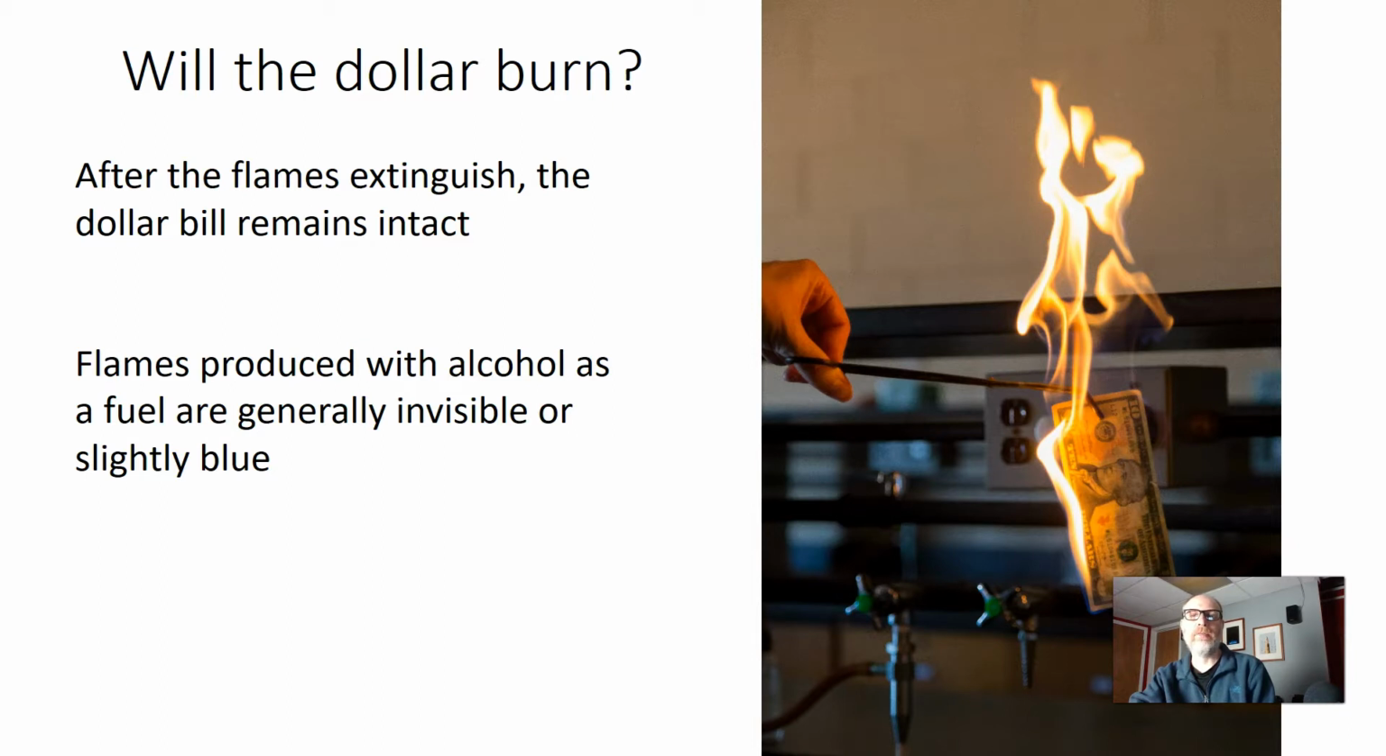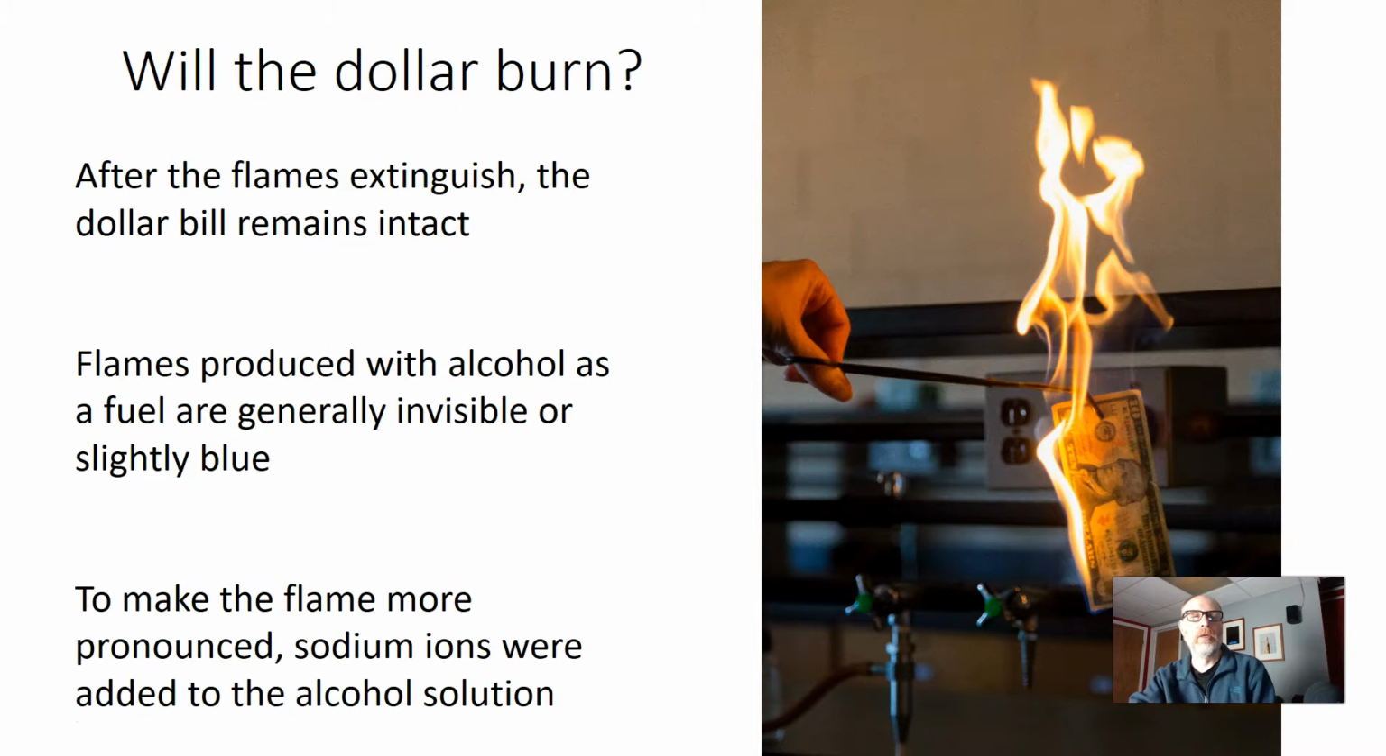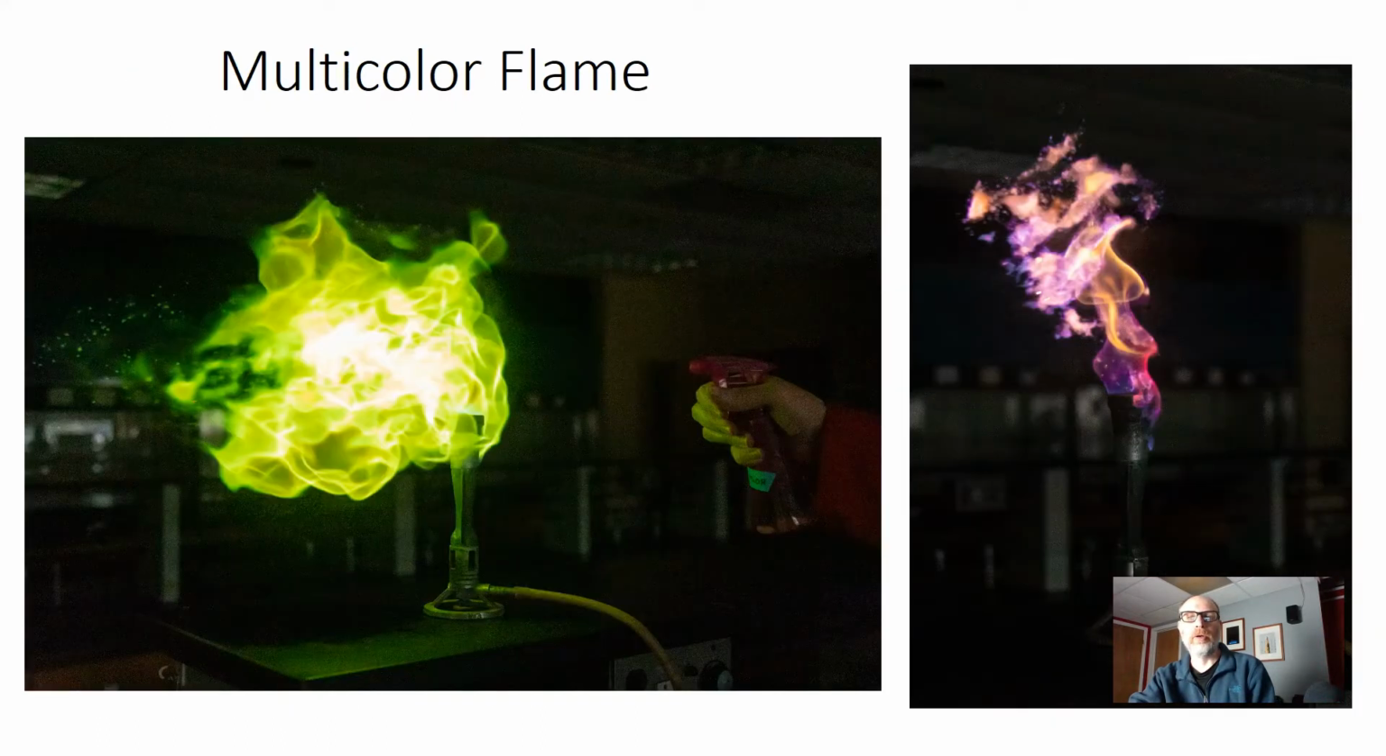Here we can see it very well because there's sodium added, and that transition of that valence electron in sodium is the reason why we can see that flame so brightly. And so that's what's happening in the non-burning dollar.